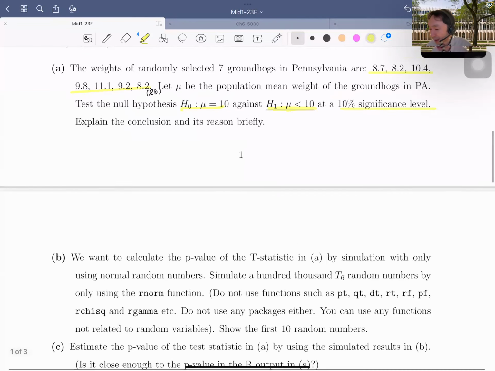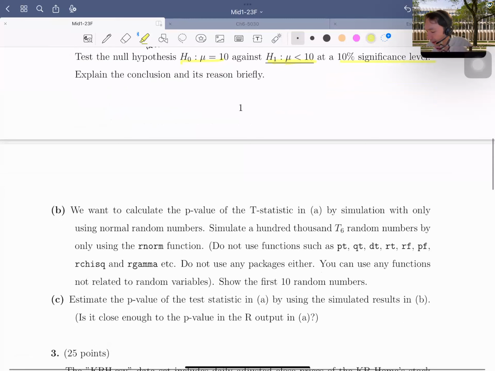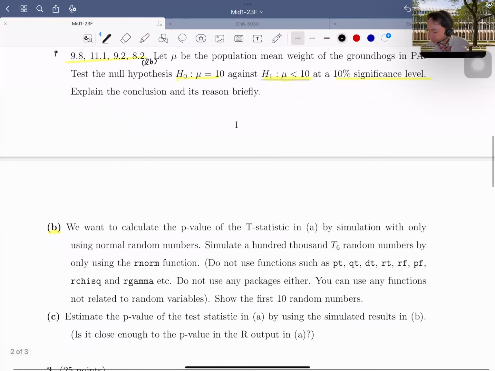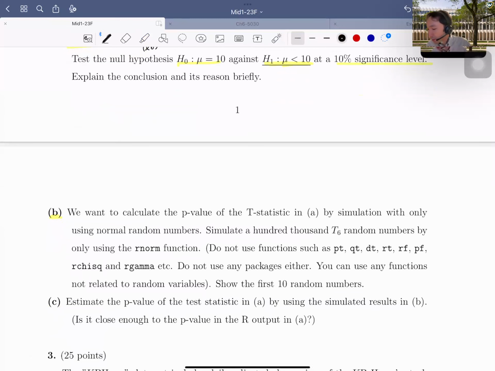It can be done in R. And the next one, B. B is calculating the p-value of the test statistic in A, but not based on the qt function. We want to use random numbers to simulate the test statistic. Basically, under the null hypothesis, we calculate the test statistic, so we can simulate it many times. That is the question.